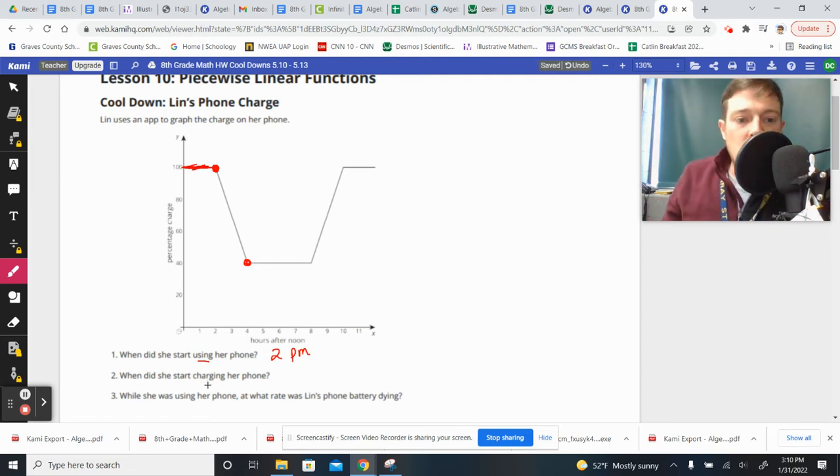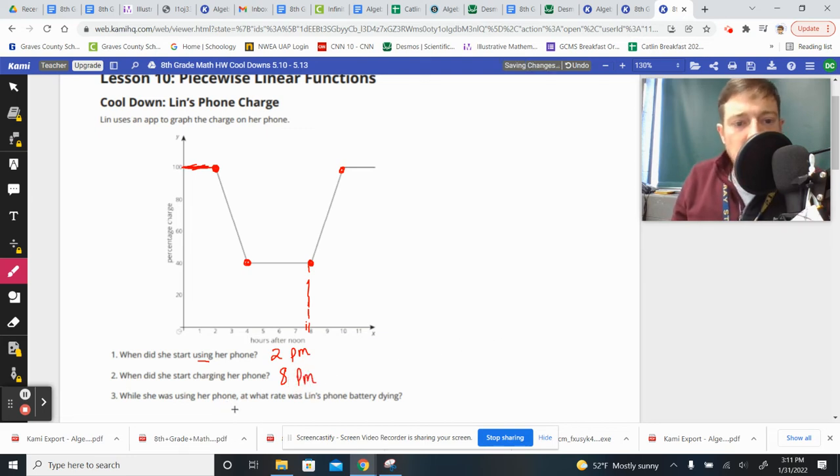When did she start charging her phone? Okay, so if this is using the phone, and this is her phone being at 40% and staying there for several hours, she must have turned it off during those 4 hours. And then this increase of battery would be a charging situation. So start of the charge, end of the charge. When did the charge begin? That appears to be at this 8-hour mark right here. So 8 hours afternoon would be 8 p.m.